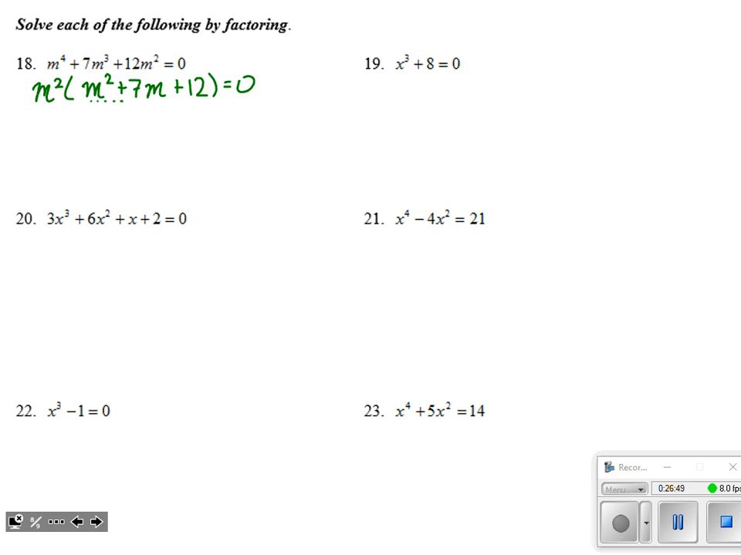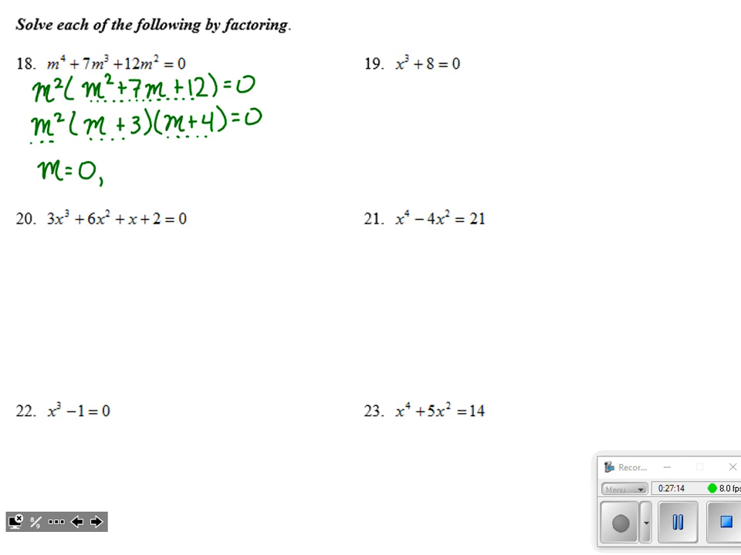And I can factor this trinomial out using magic numbers. So m squared, and then I've got m plus 3 times m plus 4. And then to find the solutions, I'm just saying, well, what would happen if each of these factors were set equal to 0? So for the first one, if m squared equaled 0, m would equal 0.